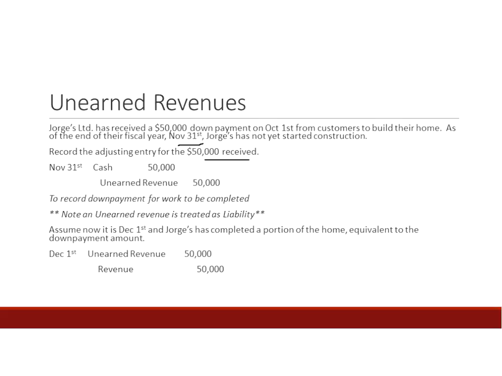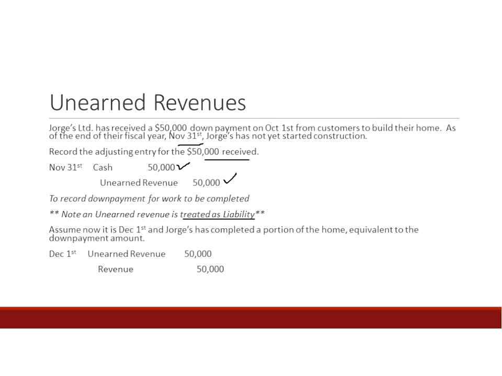So we need to recognize the cash that we received, $50,000. We haven't done the work yet, and so we're going to put it in what we call an unearned revenue account, and we'll credit that. Unearned revenue is treated like a liability. We have an obligation to provide services for this customer because we've received cash.